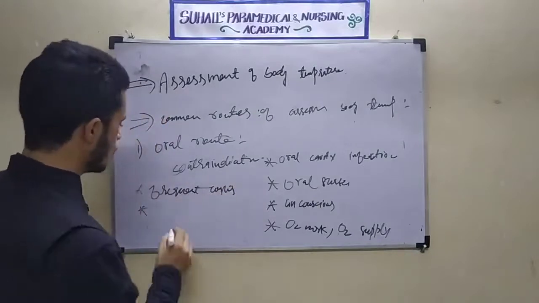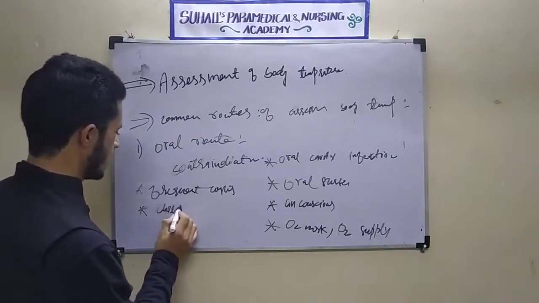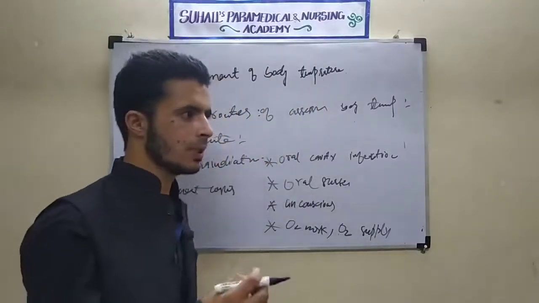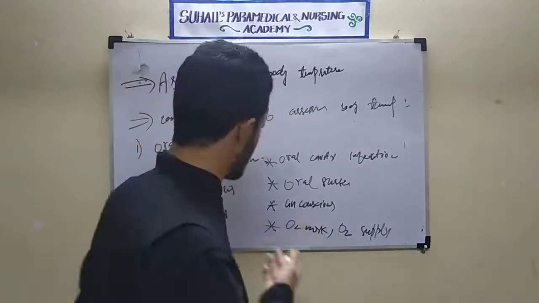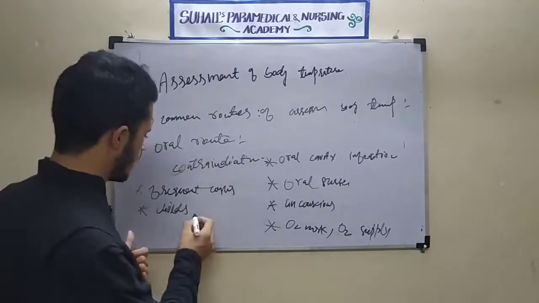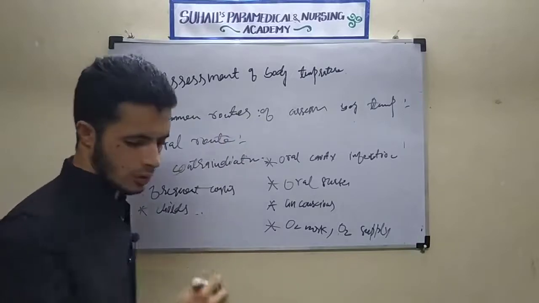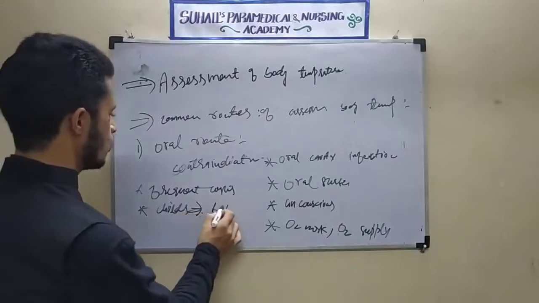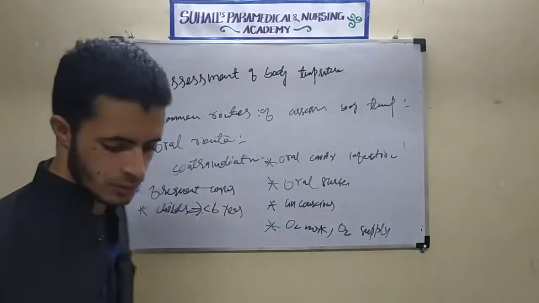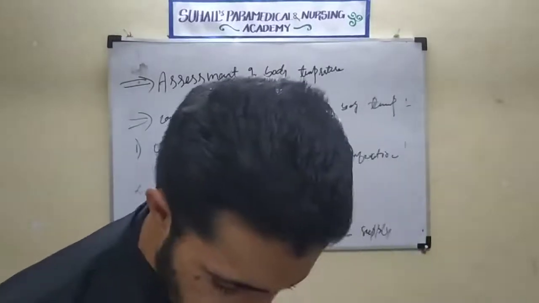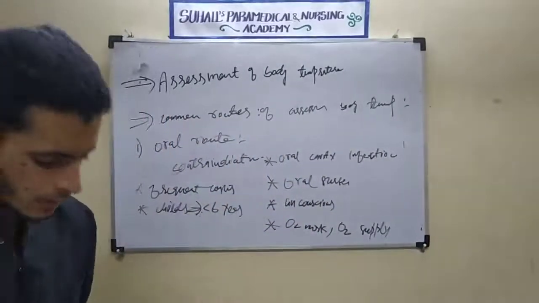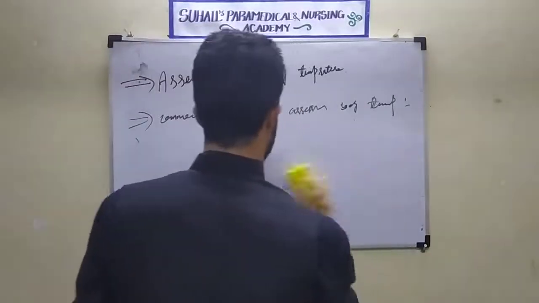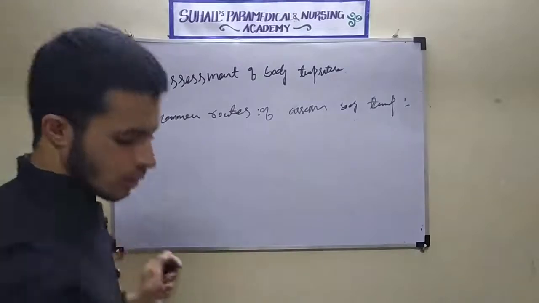And one more thing: don't use the oral route for children. Why? Because a child may think it is food or anything. He or she can bite it and the thermometer will break. Don't use it for a child below approximately 6 years. This was all about the contraindications, for which we should not use the oral route.